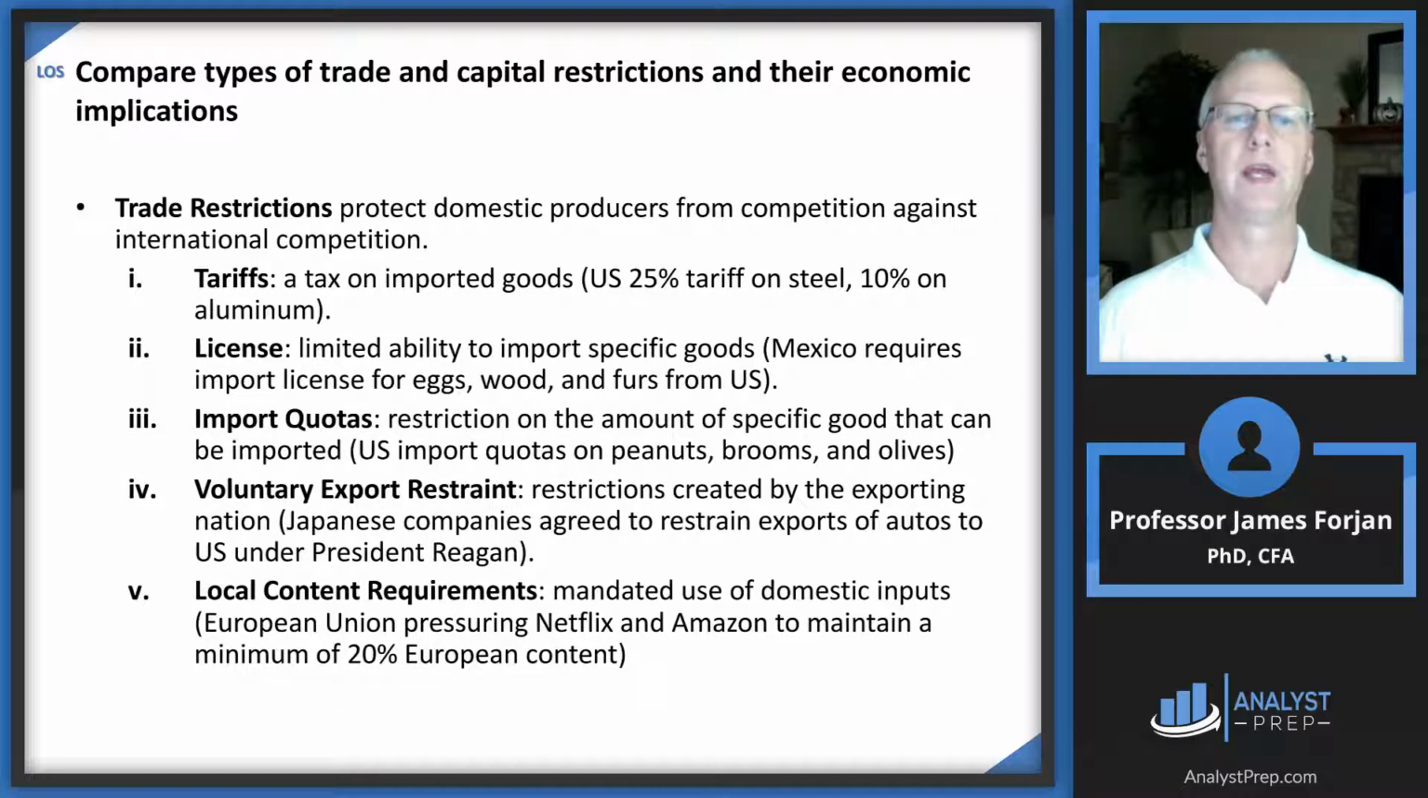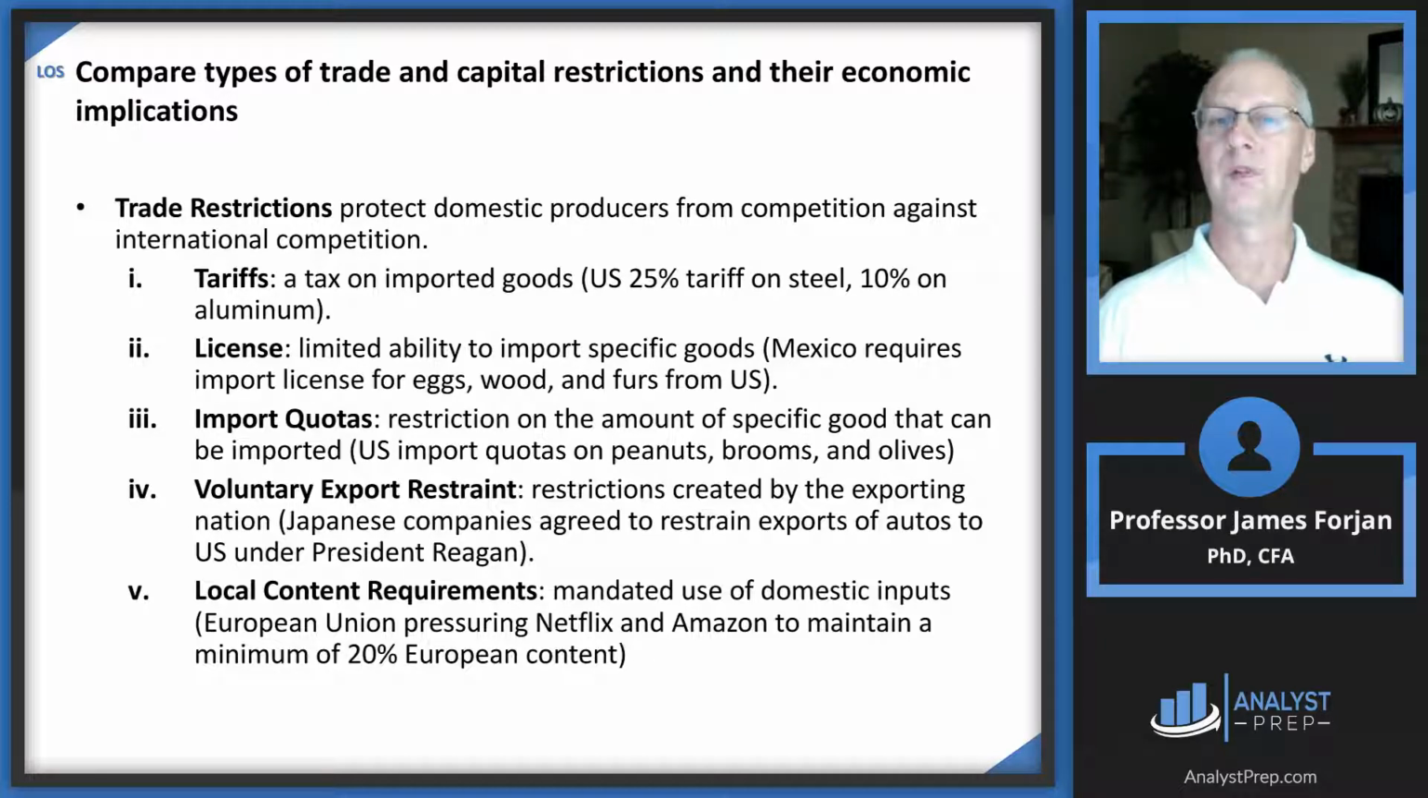How about trade restrictions? These are any kind of restriction instituted by the politicians in order to protect domestic producers from competition. In general, there are 5 of these. A tariff is a fancy word for a tax. Those of you paying attention to the United States will know that President Trump has imposed a 25% tariff on steel and a 10% tariff on aluminum, among other things.